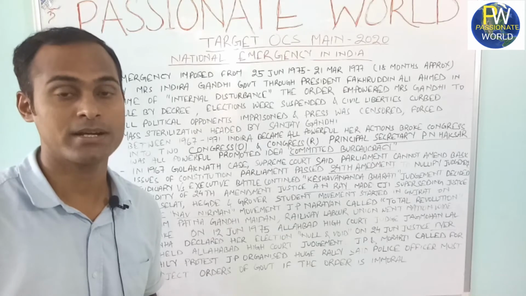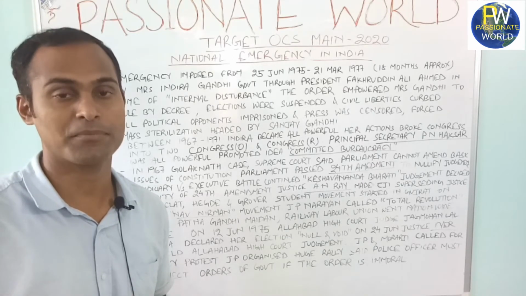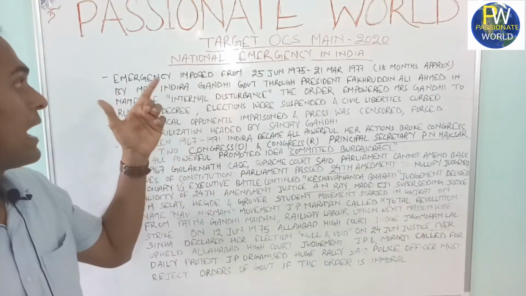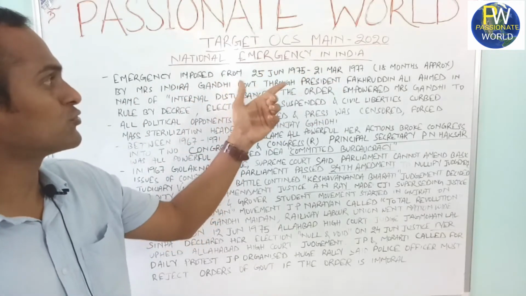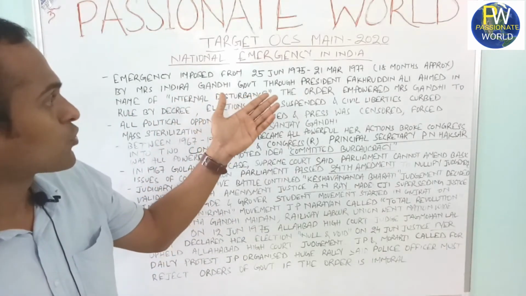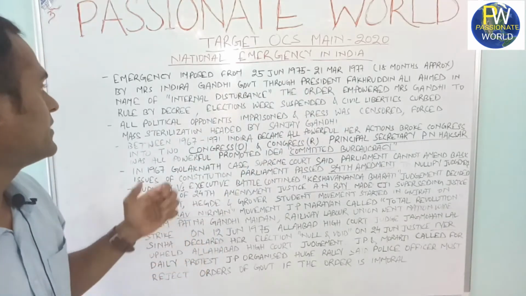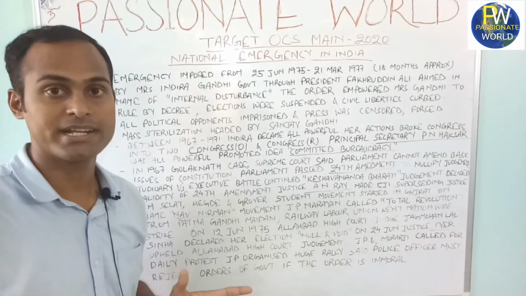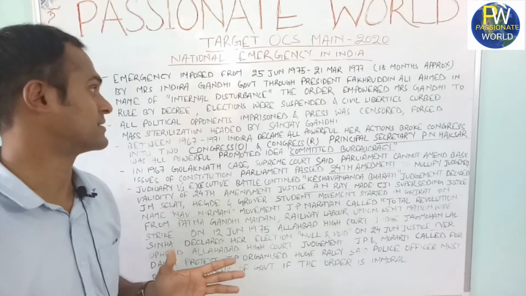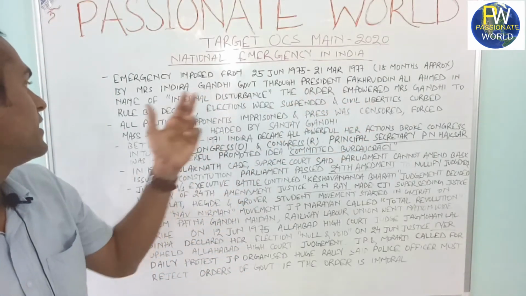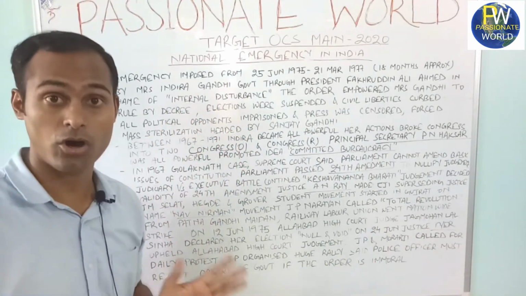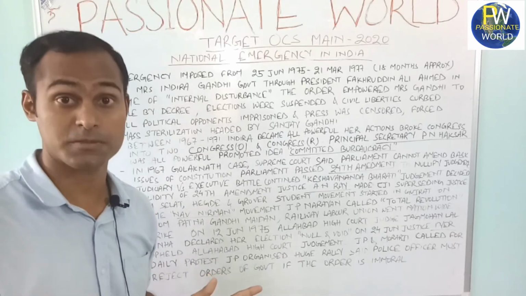As a political science student, as well as a history optional student, or even from the general studies perspective, you need to know about this particular event. What happened? Emergency was imposed from 25 June to 21st March, as I have already mentioned. Mrs. Gandhi's government, through President Fakhruddin Ali Ahmed, named it internal disturbance. Indira Gandhi took the help of the wording internal disturbance, and the order empowered Gandhi to rule by decree. Elections were totally suspended and civil liberties were curtailed. Even Article 21 was also suspended.